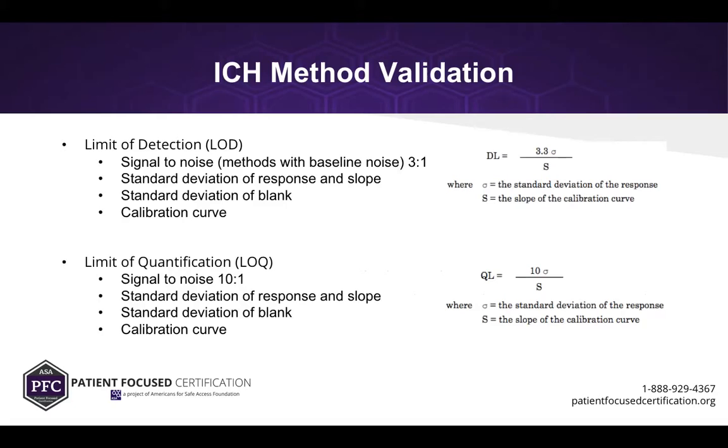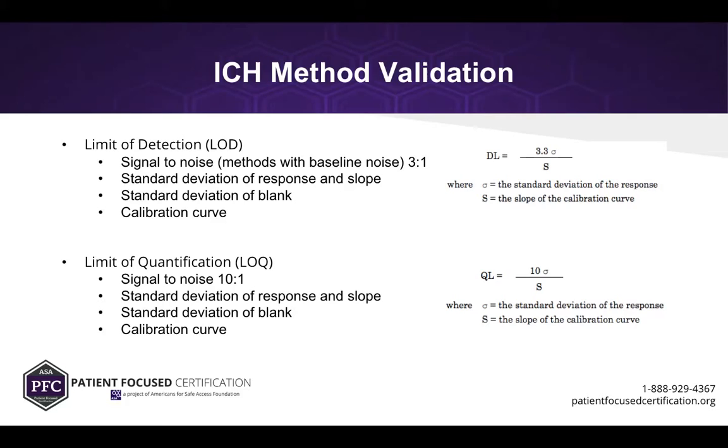In the ICH, they also define your limit of detection and your limit of quantification. And your limit of detection is really evaluated by either your signal to noise with a background noise of 3 to 1. It can also be calculated by your standard deviation of the response and slope, which is this formula over here. It can also be looked at with the standard deviation of your blank as well as your calibration curve. So all of these things should be factored in when you're determining your limit of detection.